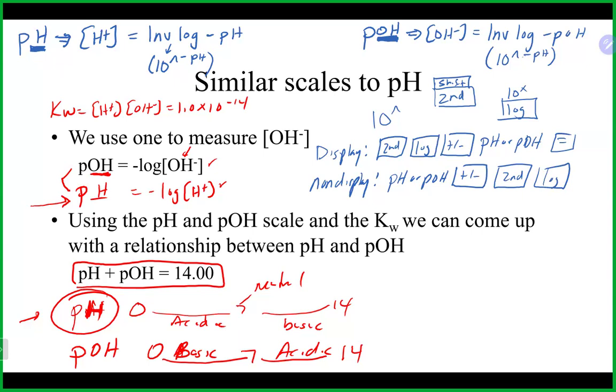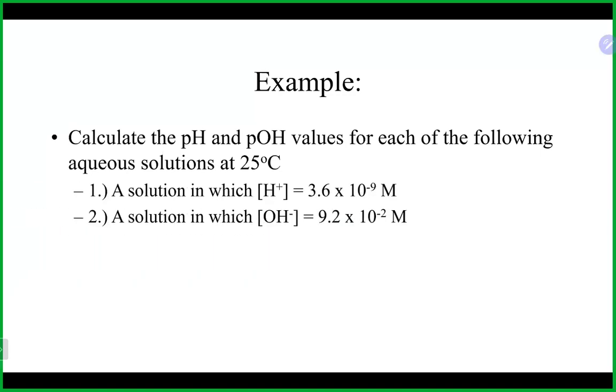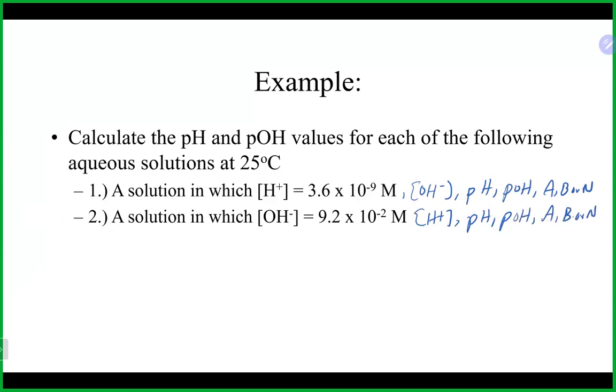All right, so let's try some maybe here. For each of these, let's calculate everything just to make sure our calculators work: the OH minus concentration, the pH, the pOH. Is it acidic, basic, or neutral? For the second one, let's calculate the H plus concentration, the pH, the pOH, and again, is it acidic, basic, or neutral? We'll start with the first one here.